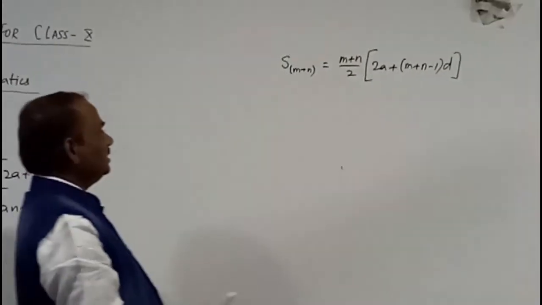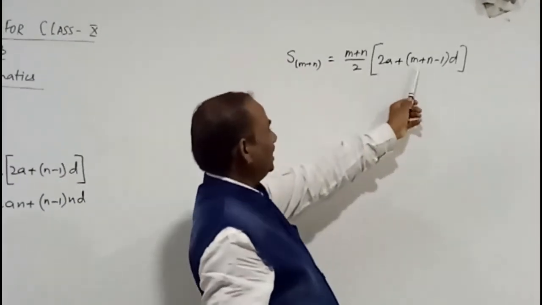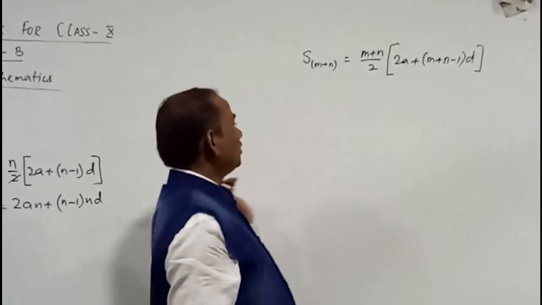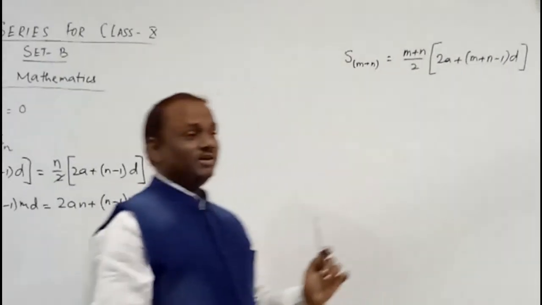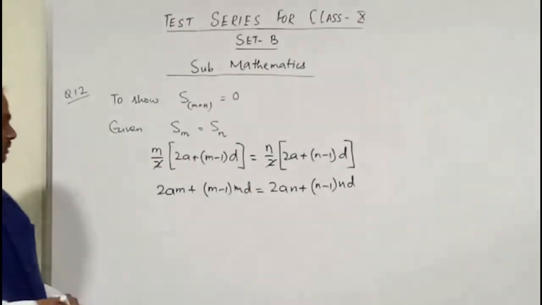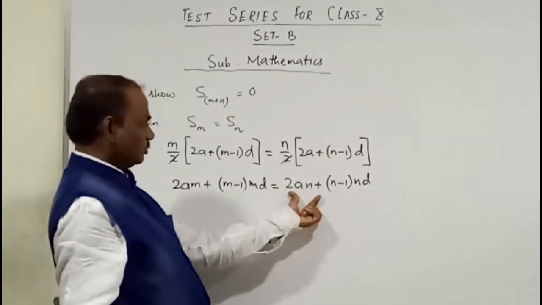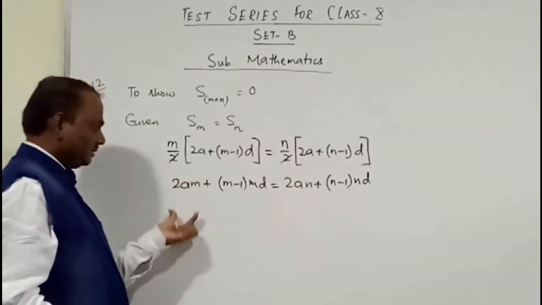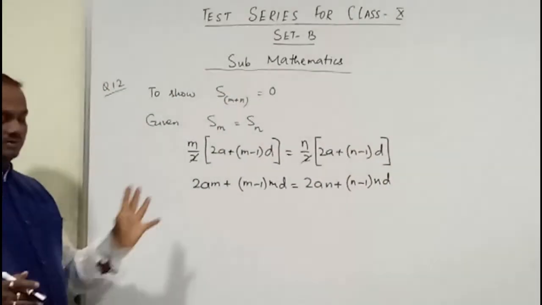Now here you can see inside there are 4 variables, a, m, n and d. What I will do from here is try to establish a relation between a and d. If I am able to do that, I will be able to reach the conclusion. Now how? Here you can see a is here and a is here. So I bring this over here and I take this over there, so that I can establish a relation between a and d.